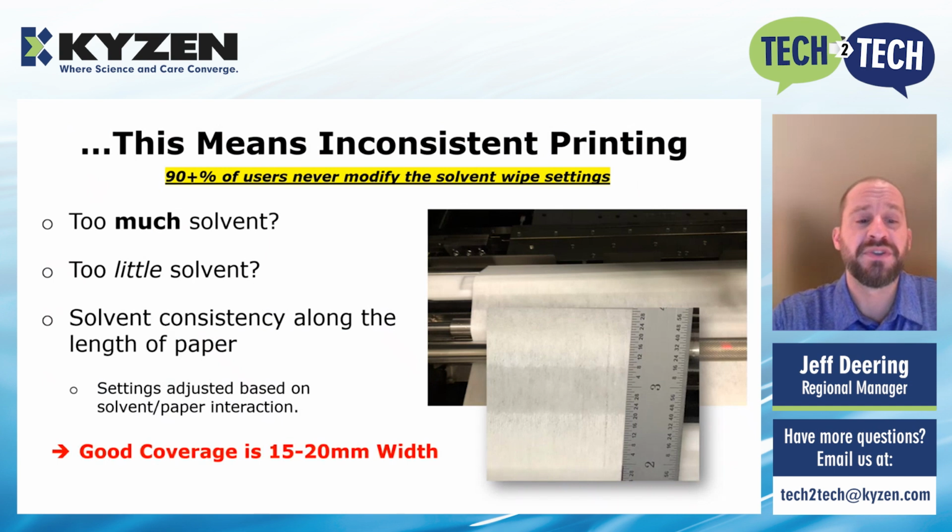Now, if there's too much solvent, you're going to leave excess solvent behind on the bottom side of the stencil, and it can mix with the paste, causing defects. Too little solvent will not effectively remove the flux from the bottom of the stencil or apertures, again, causing defects. Please keep in mind, solvent should be consistent along the entire length of the paper. And remember that those settings can be adjusted based on the solvent-paper interaction. The tech tip here is, good coverage on your paper is typically somewhere between 15 and 20 millimeters in width.